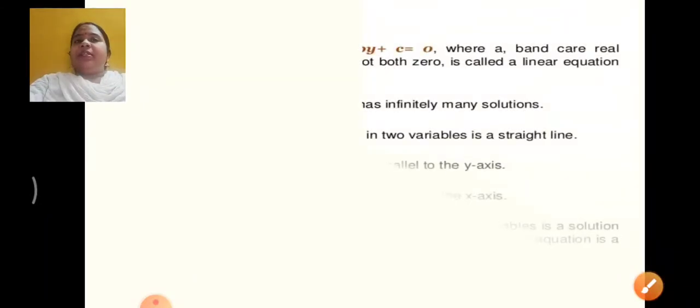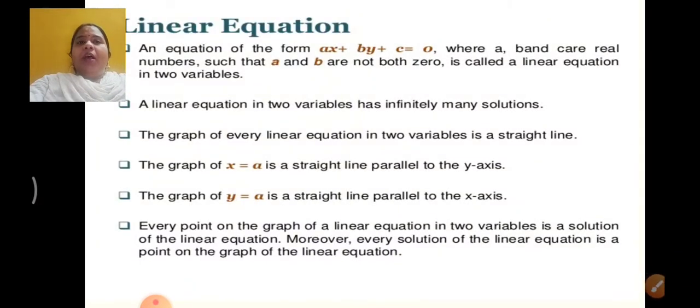Let us understand these important points. An equation of the form ax plus by plus c is equal to 0, where a, b, c are real numbers and a and b are not both 0, is called a linear equation in two variables. So this is the general form. Then the next important point is, a linear equation in two variables has how many solutions? Infinitely many solutions.